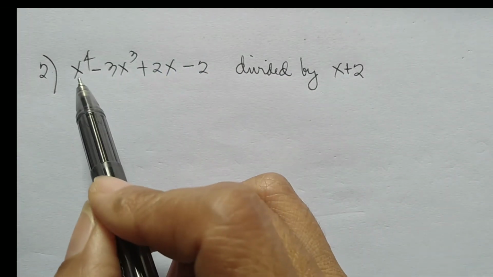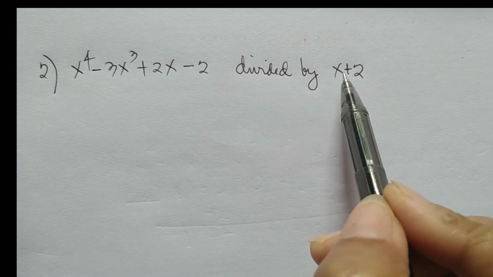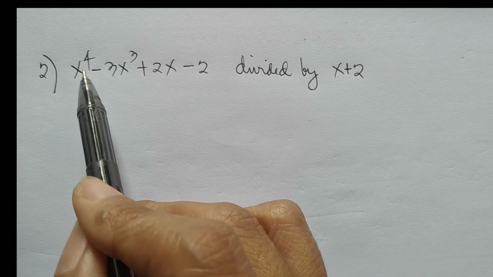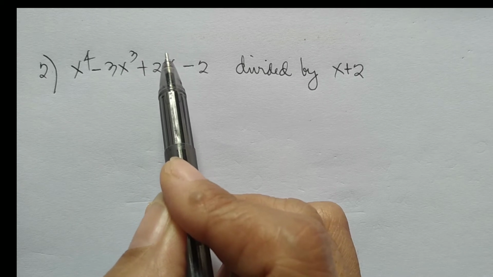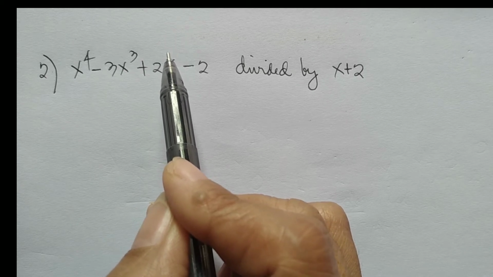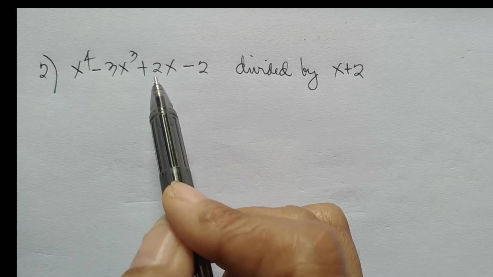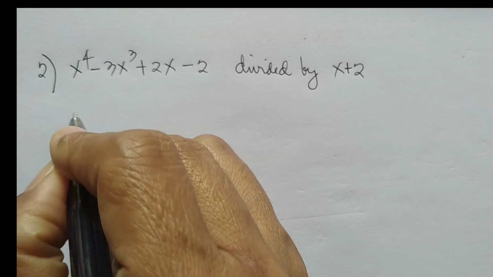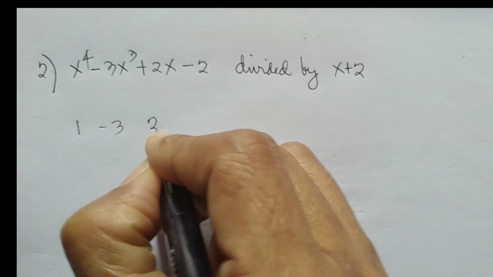So example number 2, we have x to the 4th minus 3x cubed plus 2x minus 2 divided by x plus 2. Let us examine our dividend. It is arranged in descending order: 4, 3, and there is no term that contains 2 as the exponent. So we have to write 0 as the coefficient of that missing term so that it becomes complete. So we have now 1, negative 3, 0, positive 2.